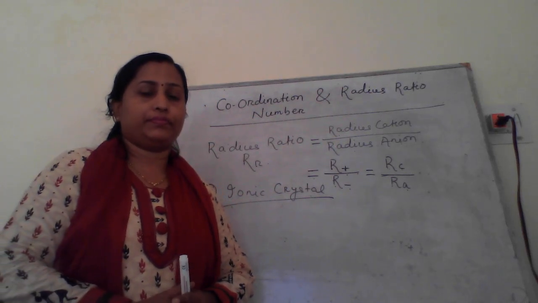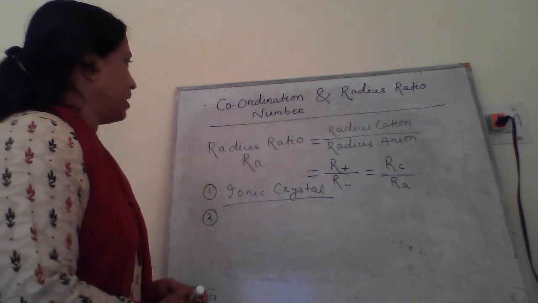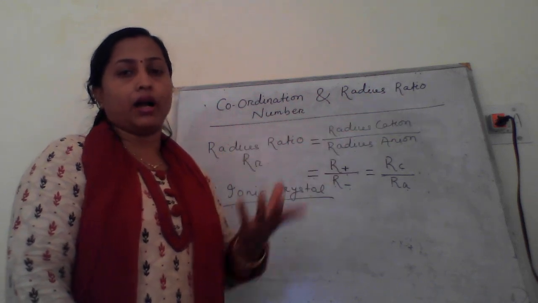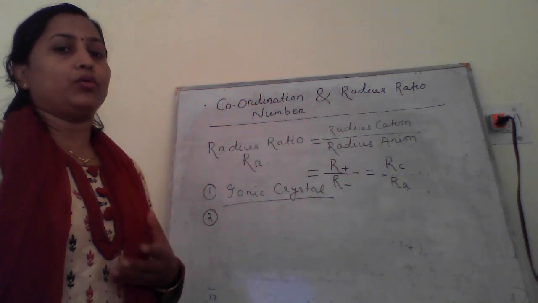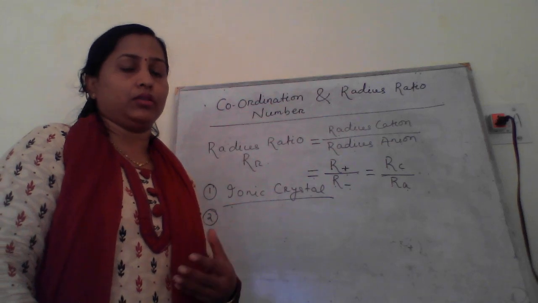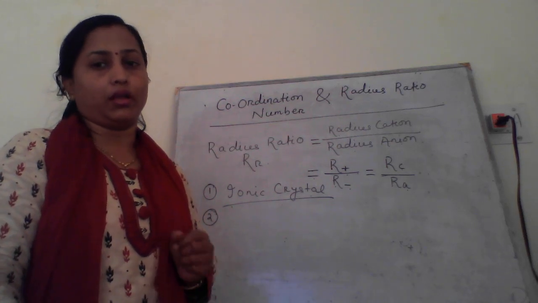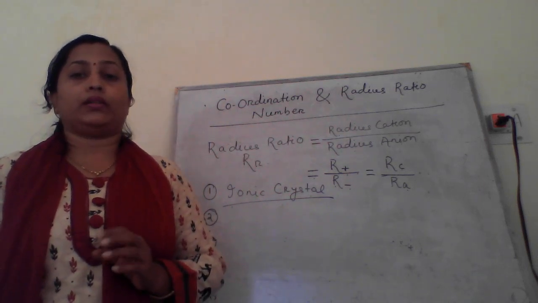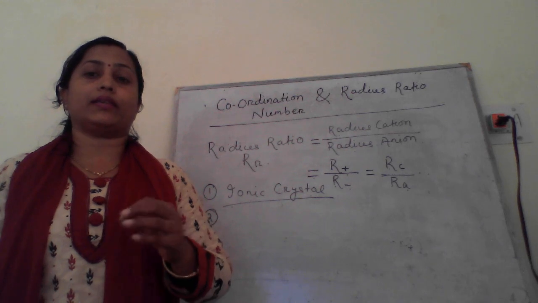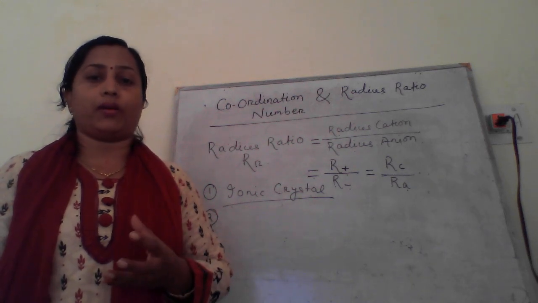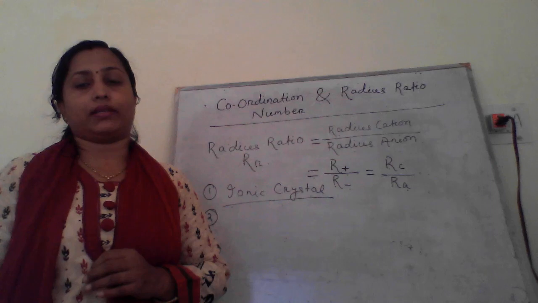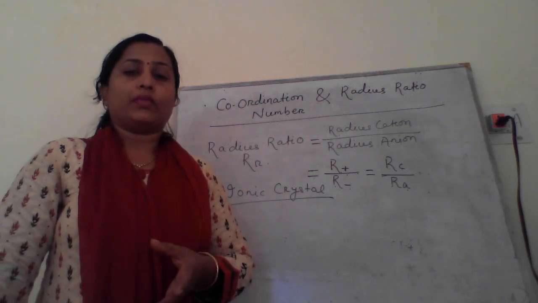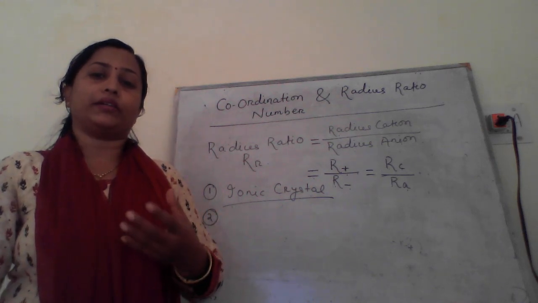Hello students. Today our topic is coordination number and radius ratio and how they are interrelated. We all know from our previous sections what coordination number is. The number of nearest neighbors in contact with a given atom is known as its coordination number. By knowing the coordination number, the shape of the molecule can be determined.